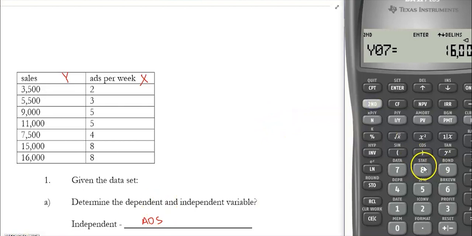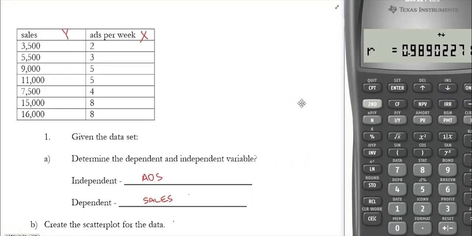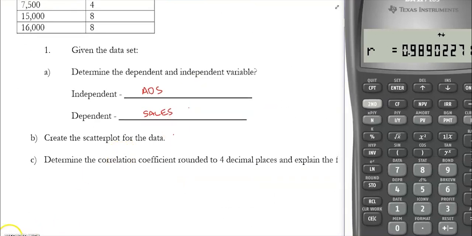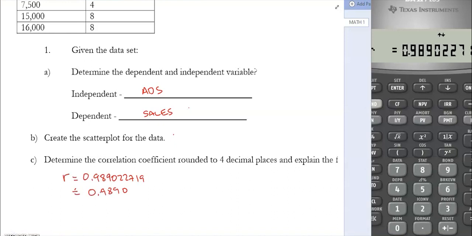Okay, so now we go and we find the correlation coefficient. Once again, that there is second stat. Make sure you're in linear mode. Scroll down until you see your R, and it looks like it's quite strong. So the R value is 0.9890, so it's a strong positive relationship. Correlation.